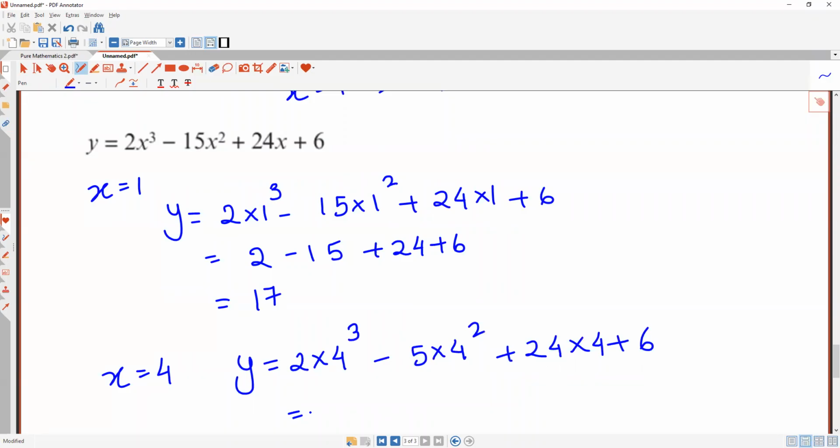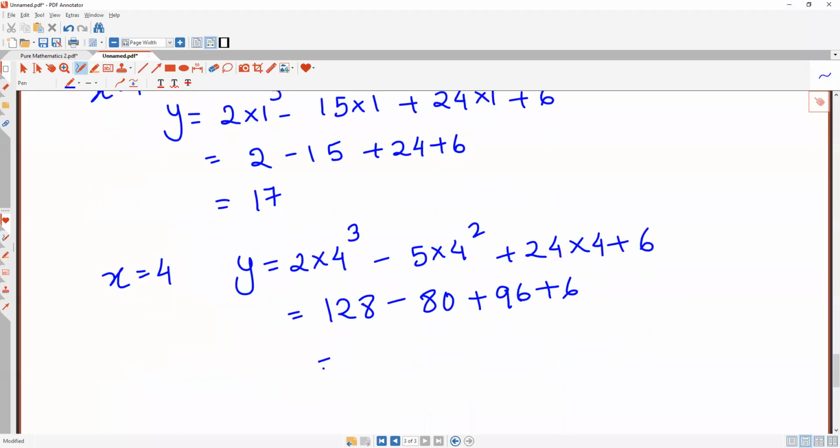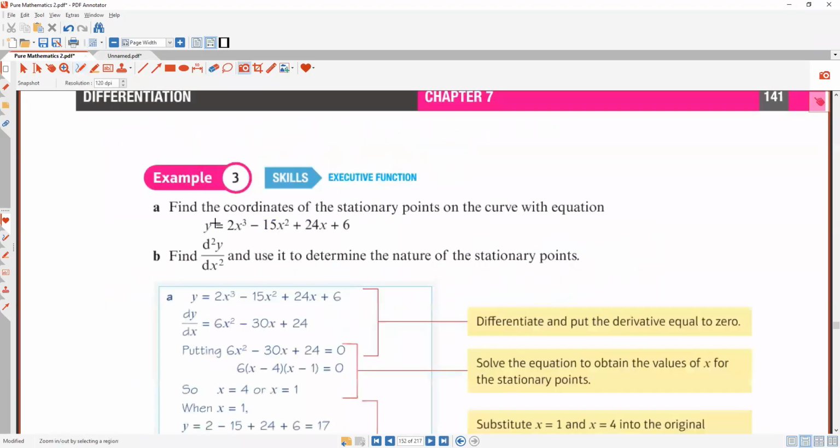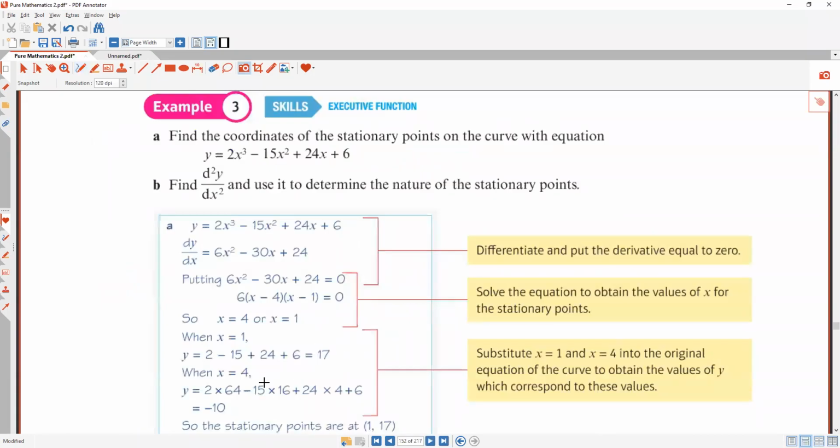Do it manually. 4 cube. 2 into 4 cube is 128. Minus 5 into 4 square, 5 into 4 square, 80. Plus 24 into 4, 96. Plus 6. Okay, 128 minus 80 plus 96 plus 6. I'm getting 150. Did you guys get 150? 17. Another one is minus 10.